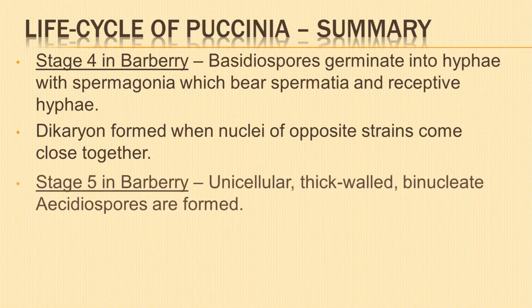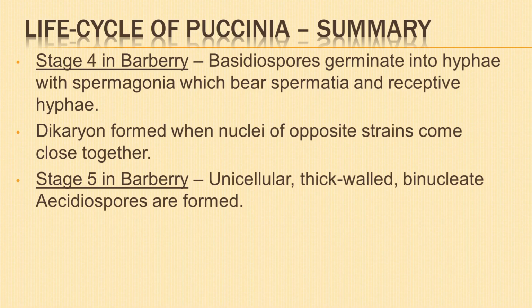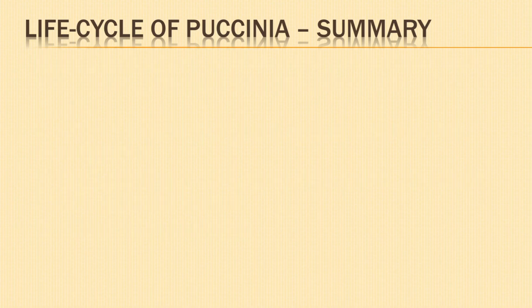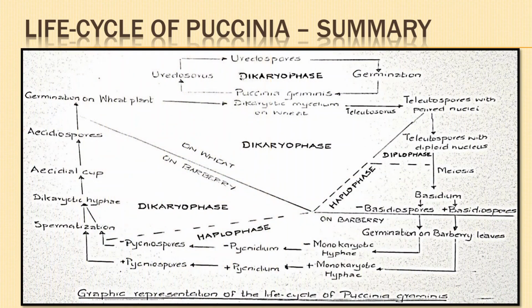Stage 5 in barberry, aecidia bearing unicellular thick-walled binucleate aeciospores are produced on barberry. These spores can infect only wheat plant. The graphic representation of the life cycle of Puccinia graminis shows the formation of urediospores and teliospores, which represent the dikaryophase of the fungus on wheat plant.